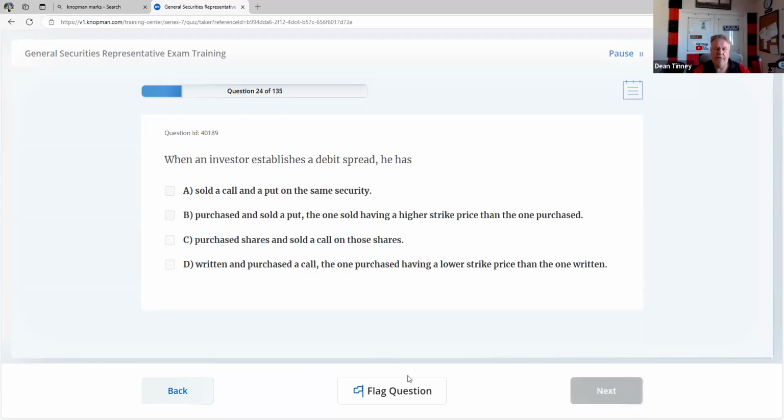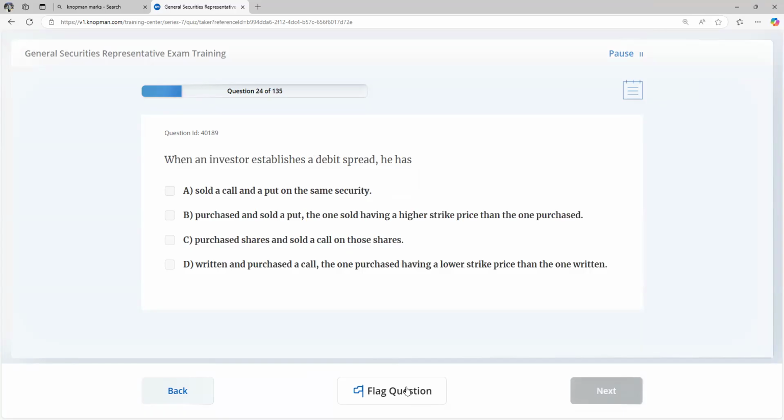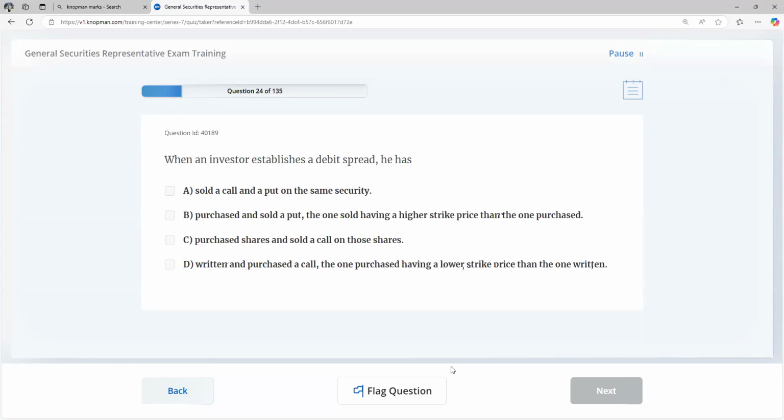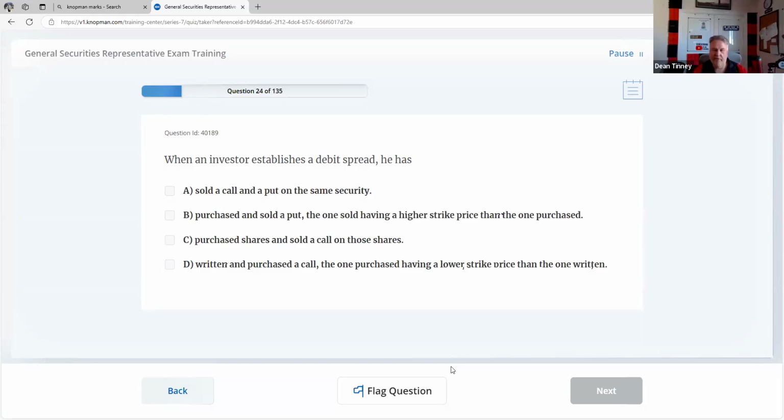When an investor establishes a debit spread, he has... A debit spread, he's purchased and sold something, having the one lower strike. So establishes a debit spread, a call, having the call add to the lower. That's right. They didn't ask you break even, but you're correct. It was a call spread. The break even would be the net premium added to the lower strike. That's not the question, but I know, they're asking what he has.